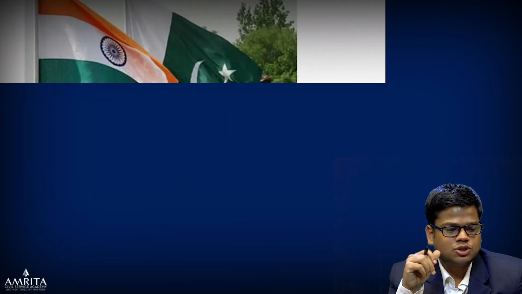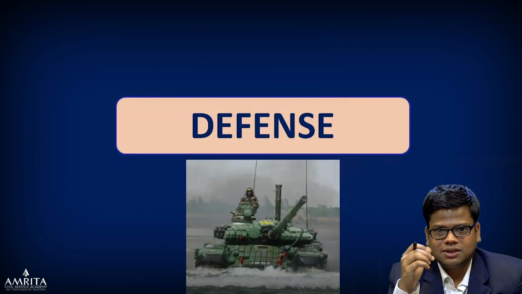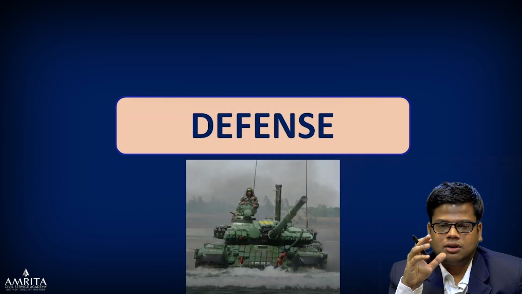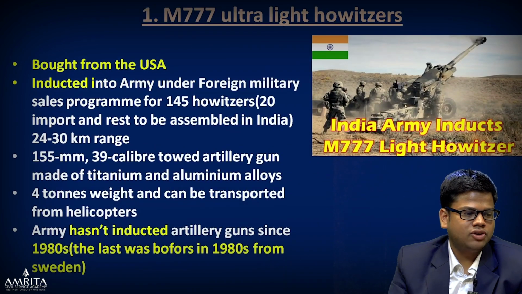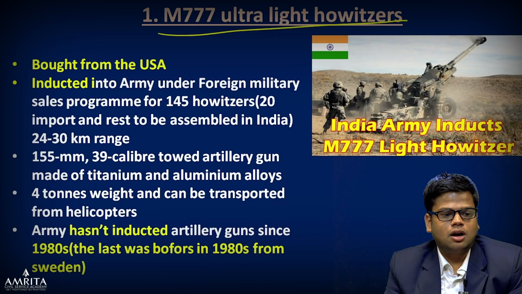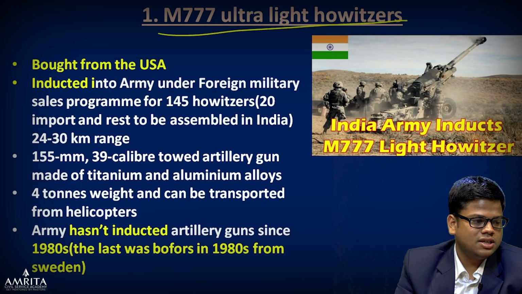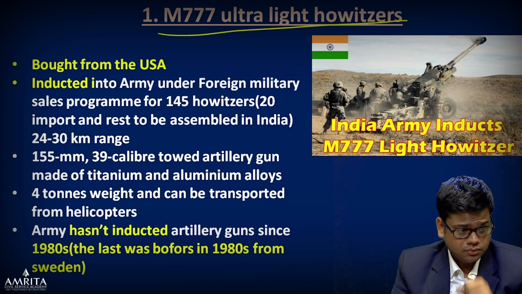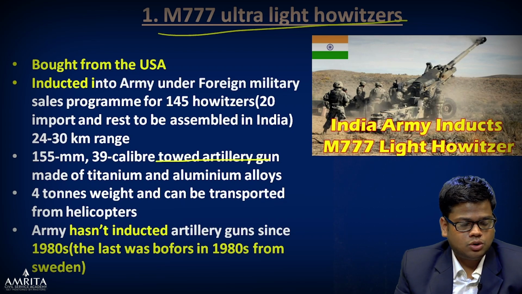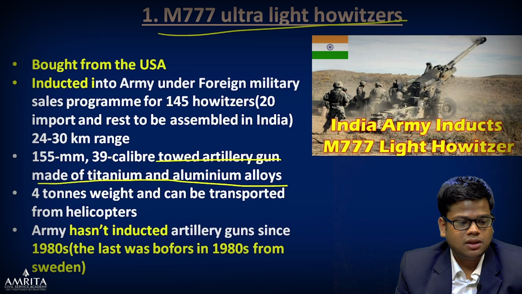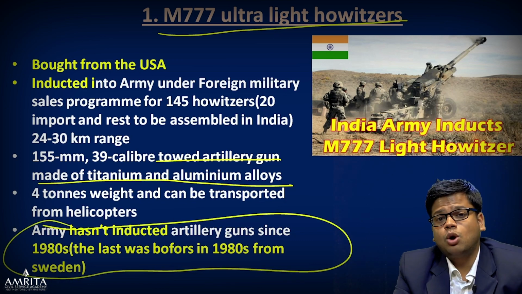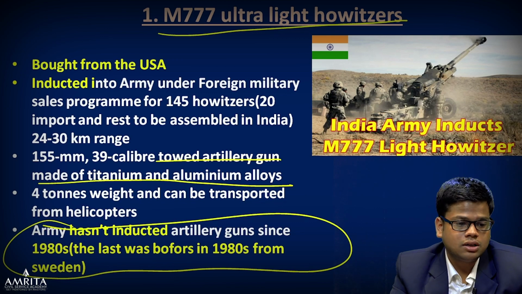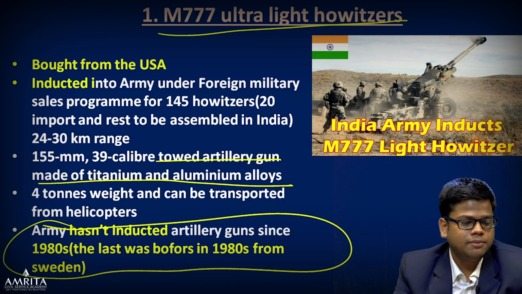Okay, now the next topic we are going to see is defense, and that will wrap up our June current affairs series. Now the first fact we're going to see is the M777 ultra light howitzer. What are these? Basically they are towed artillery guns made of titanium and aluminum alloys. What is important is that after the 1980s we have not inducted any big artillery guns like the Bofors, right? So this is the procurement of these guns.